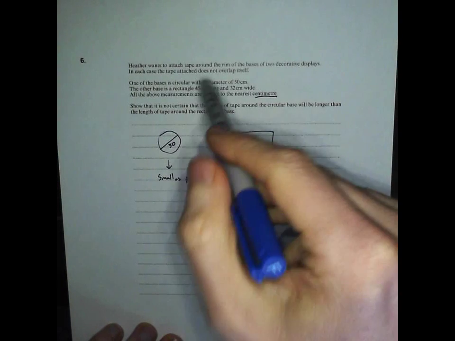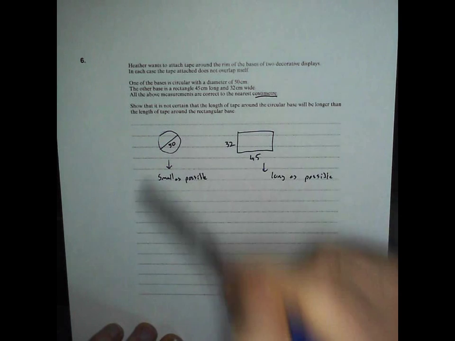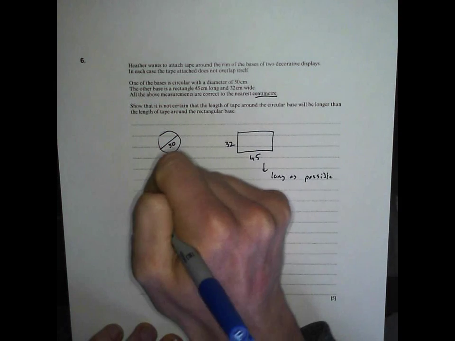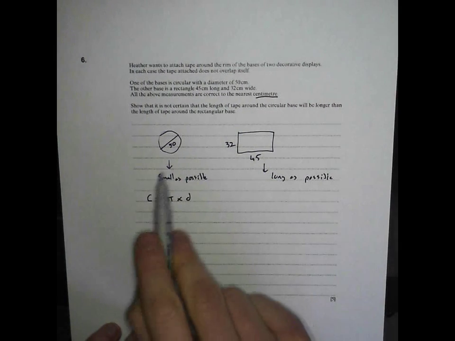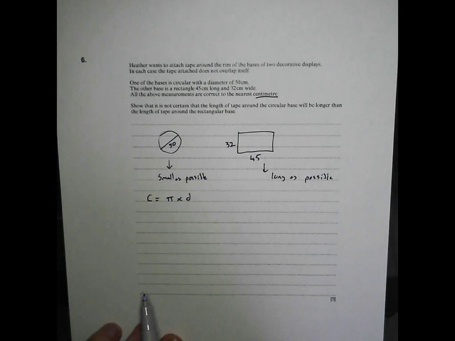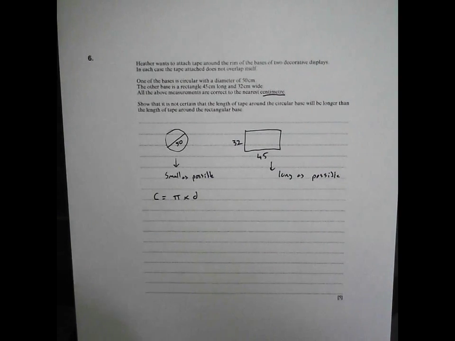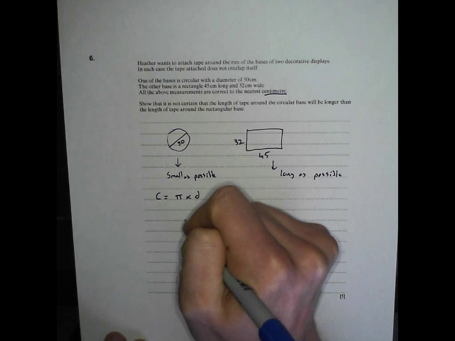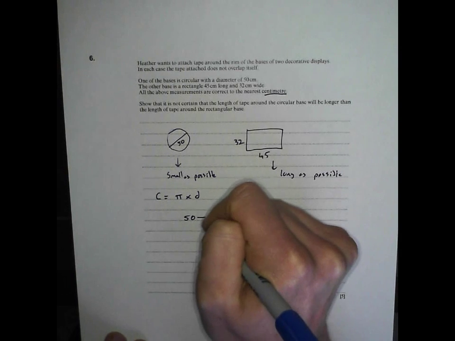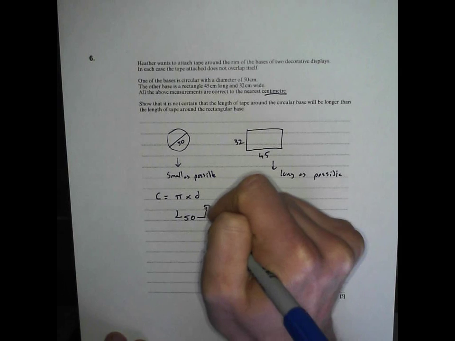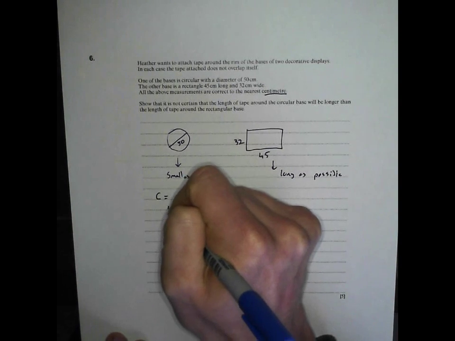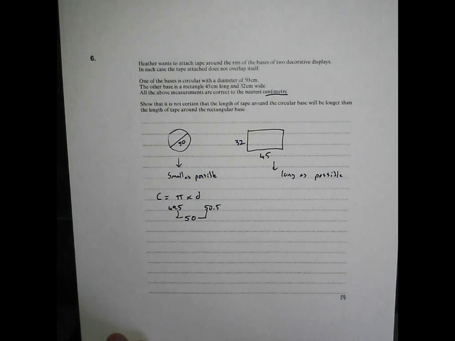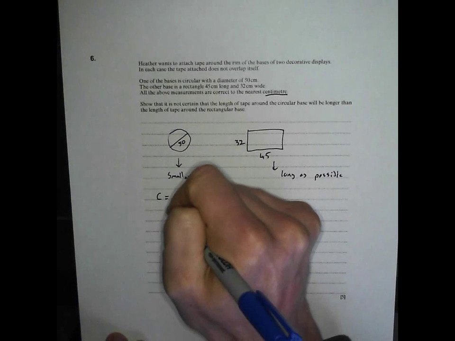Remember, it's the perimeter, or when it comes to circles, the circumference. The circumference of a circle is equal to pi times the diameter. Well, how are we going to make that 50 as small as it possibly can be? Well, it's 50 to the nearest centimetre. How big could it go? It could be 50.5; any bigger than that, it's going to go up to 51. Or it could be 49.5; any smaller than that, it's going to go down to 49. We want it as small as possible, so I'm going to use my 49.5.